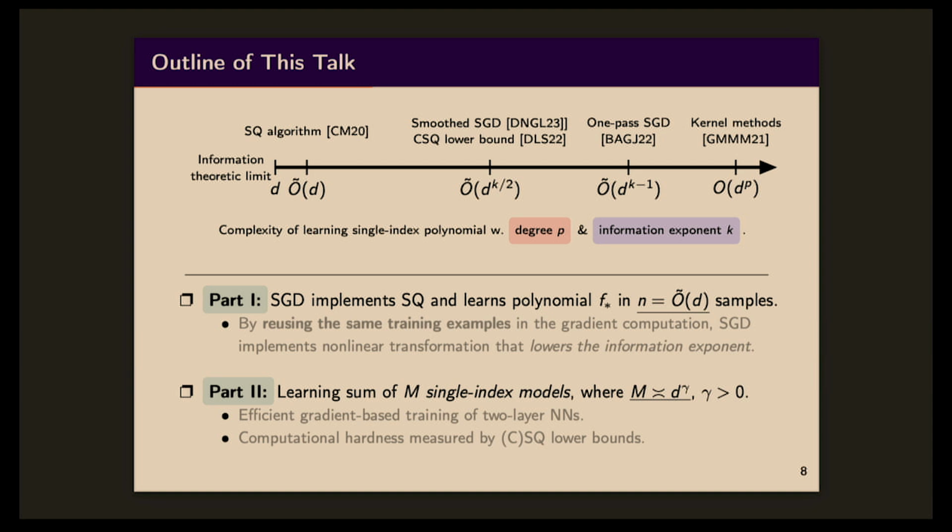And for the second part, we'll be looking at a more difficult task, which is a sum of a lot of single index models. Think of this as a two-layer neural network, where the number of single index models will diverge with the dimension.